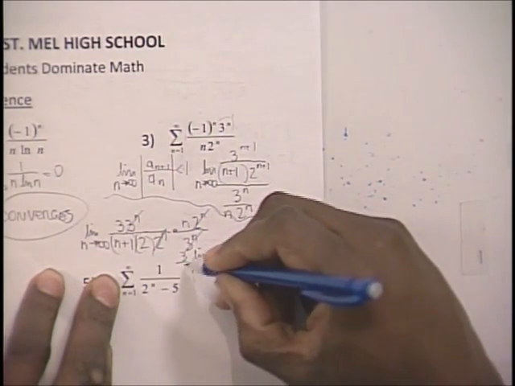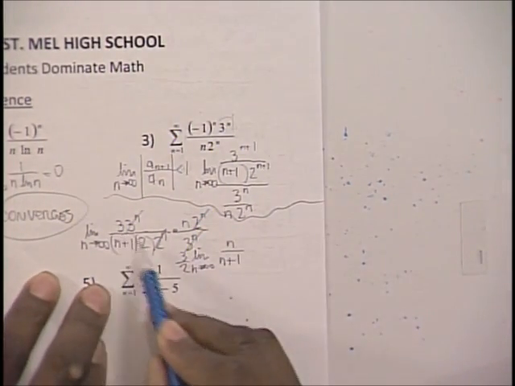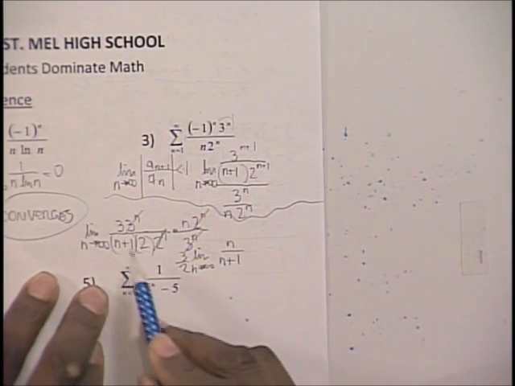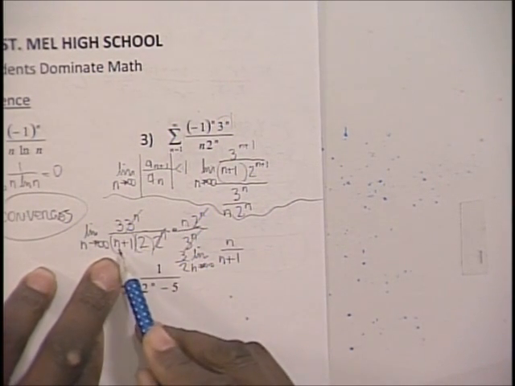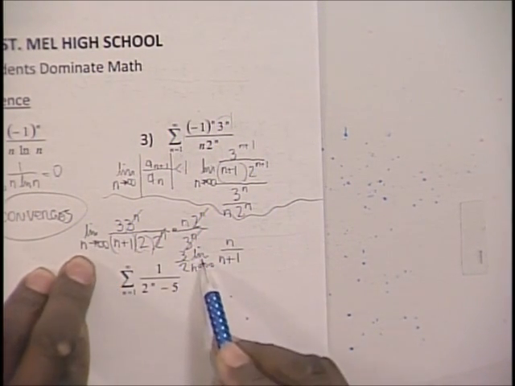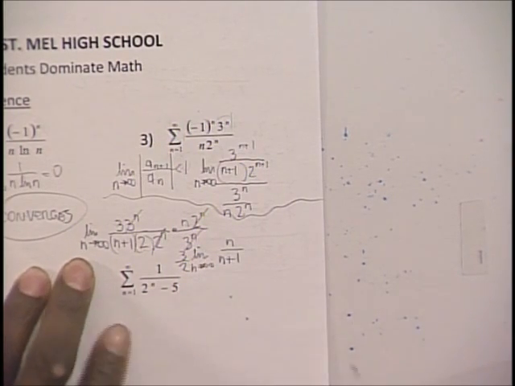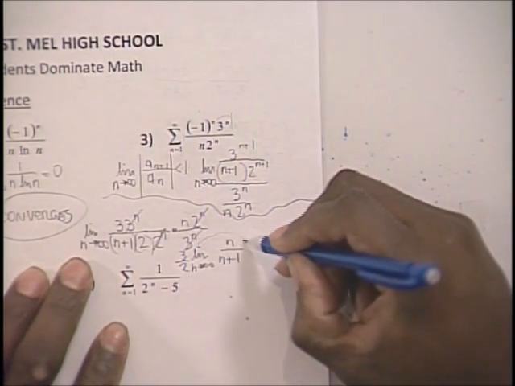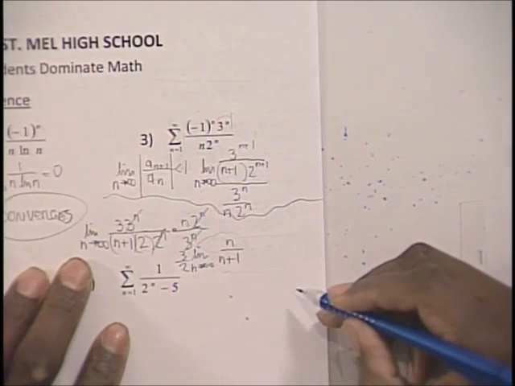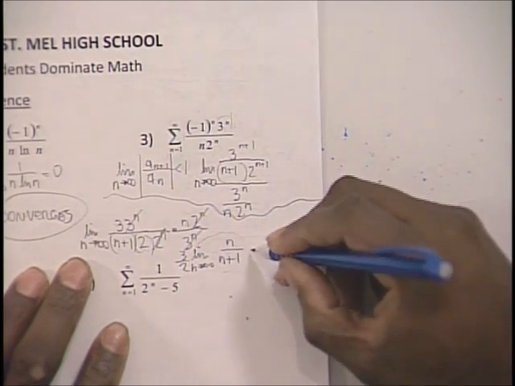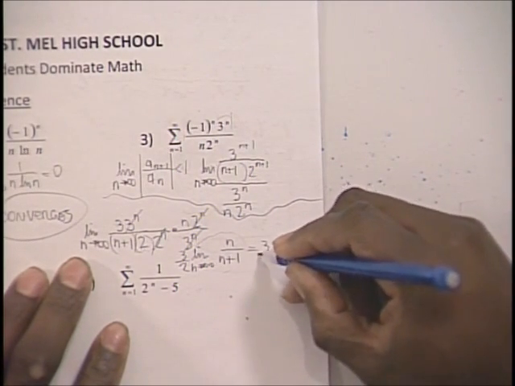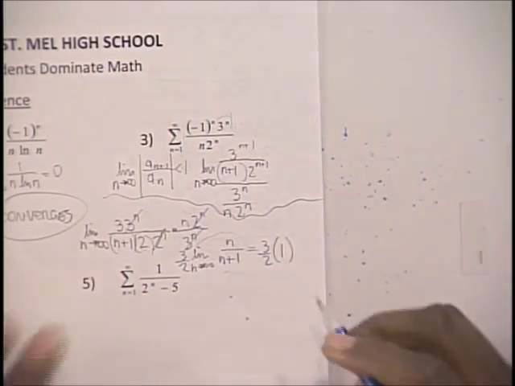So we have 3 halves times the limit of n over n plus 1. And don't forget that we're applying the limit as n approaches infinity. So as n approaches infinity, this limit is 1. All right, so this is 1. So you end up with 3 halves times 1.